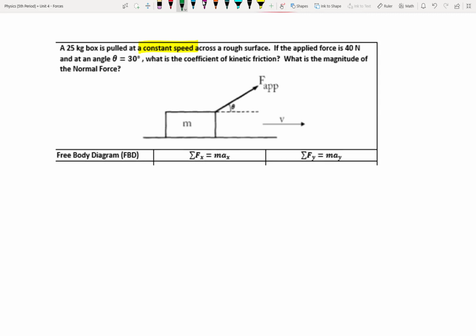Constant speed indicates that acceleration is 0. Now this thing is moving in the horizontal direction. It has an acceleration of 0 in both horizontal and vertical directions. So our picture here is just showing us it's being dragged to the right at a constant speed.